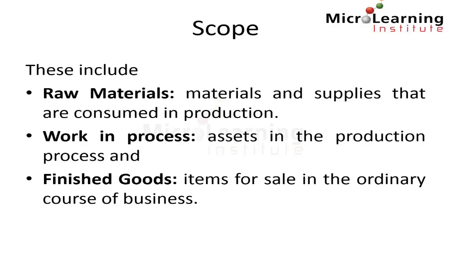These assets include raw materials, which are materials and supplies that are consumed in production, work in process, which relates to assets in the production process, and finished goods. These are items that are for sale in the ordinary course of business.